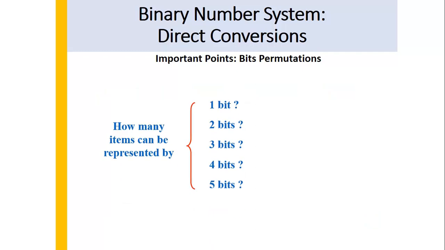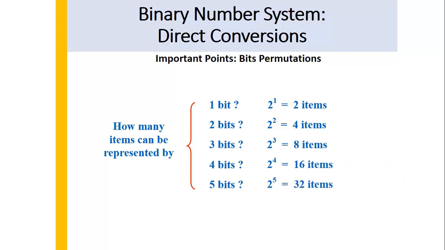So now, how many items can be represented by one bit? That is 2, already told you. With 2 bits we can represent 4 values. With 3 we can represent 8 values. With 4 we can represent 16, and with 5 bits we can represent 32 values. If we combine this and understand the concept, we can take it as 2 to the power of the number of bits is the number of items we can represent, right? This is how it goes.